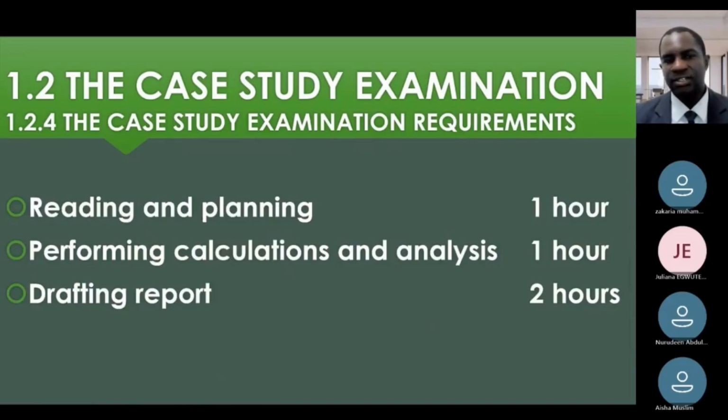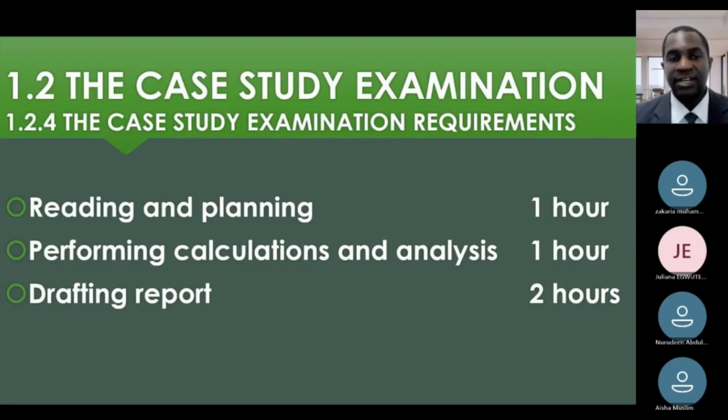So in reading and planning, which is very important, reading and planning is key. You have 1 hour. The exam is a 4-hour exam. So based on the requirement, you should be able to plan. As you are reading, you are taking note and planning how to frame and communicate your report or communicate your thoughts. So 1 hour should do that.